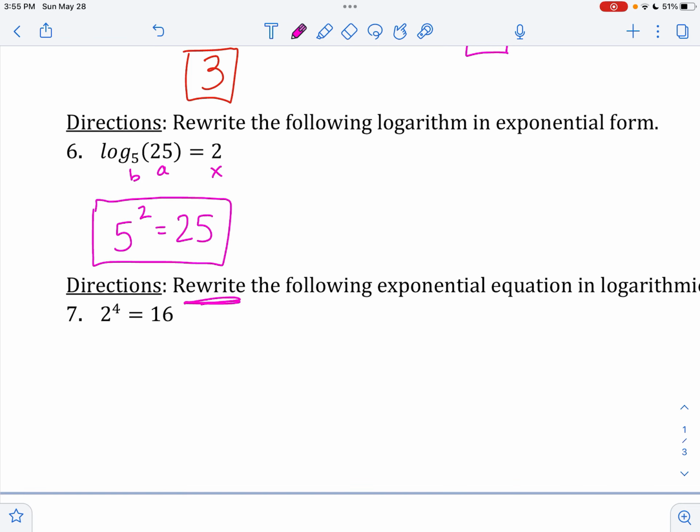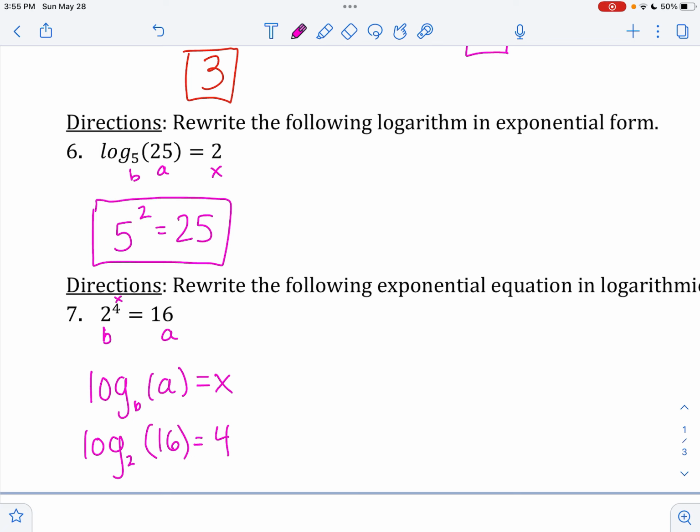And same thing here. Now we're rewriting, except we're putting the exponential, this is exponential, in logarithmic form, which means if this is b to the x equals a, we're going to use that to get back to log b of a equals x. So we're going backwards. Well, my b here is 2, so log base 2 of a, which is 16, equals x, and x is 4. So that would be your answer here. All we're doing is rewriting.